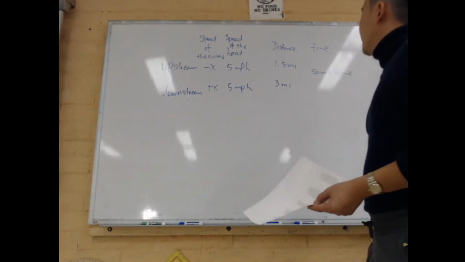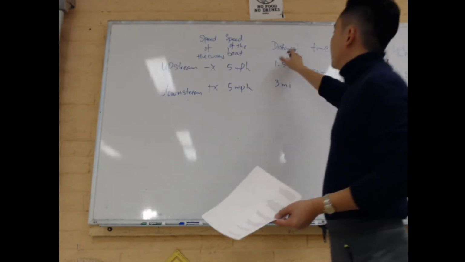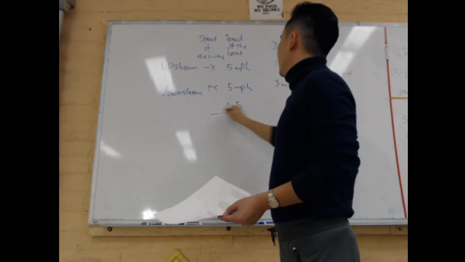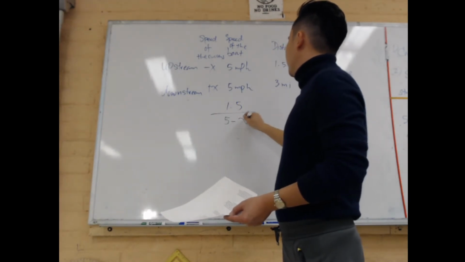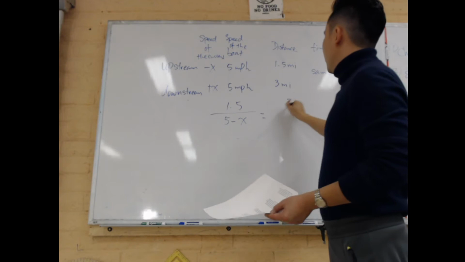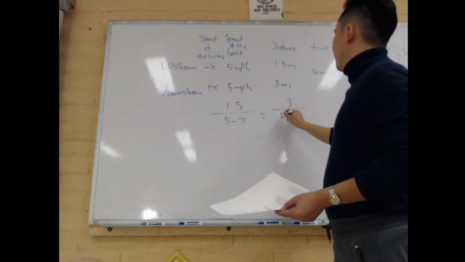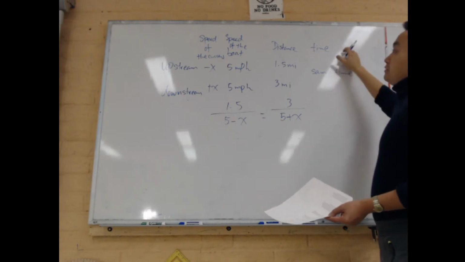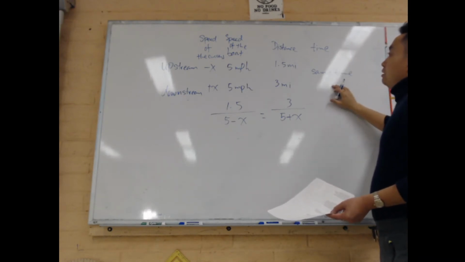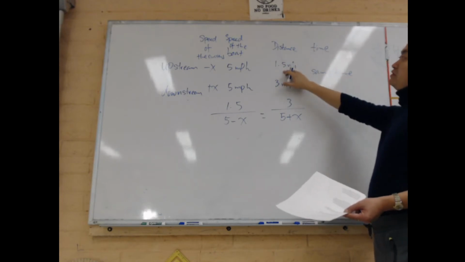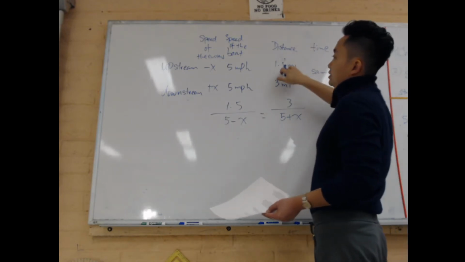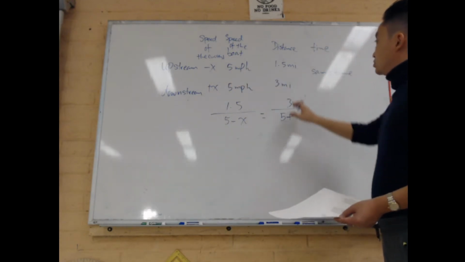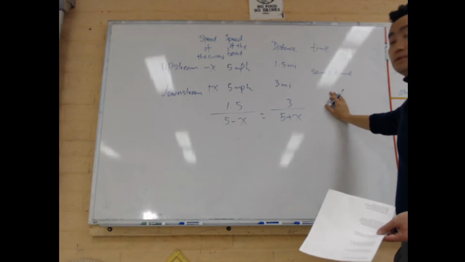The way to set this up, we do know that distance divided by the speed is always the time. So that means it's going to be 1.5 divided by 5 minus x, and that equals 3 over 5 plus x, because they both use the exact same time going upstream and downstream. But definitely going upstream, it covers a shorter distance because it takes more time, because that's against the current. Downstream is going with the current, so it's 3 miles.